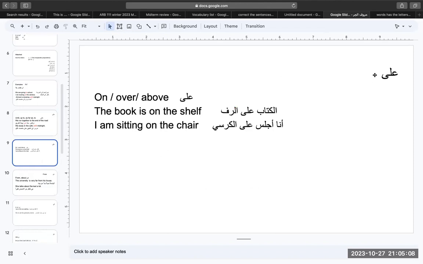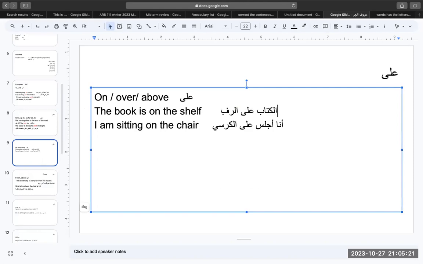على. على comes in the meaning of on, over, above, like الكتاب على الرف. الكتاب على الرف, in case, شباب, because I didn't put it in every word. أنا أجلس على الكرسي. So I am sitting on the chair. So here, على, on.